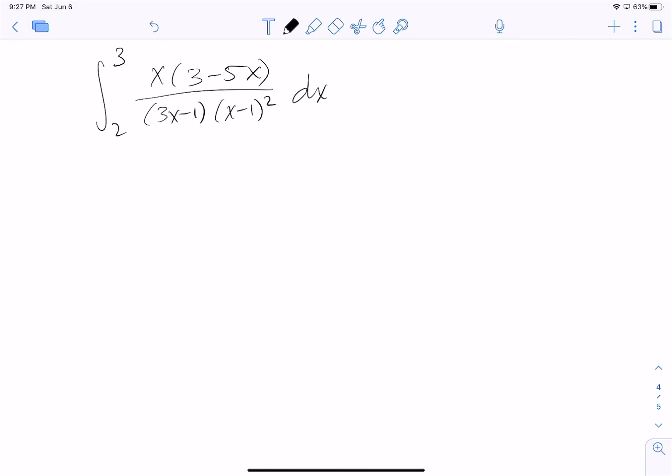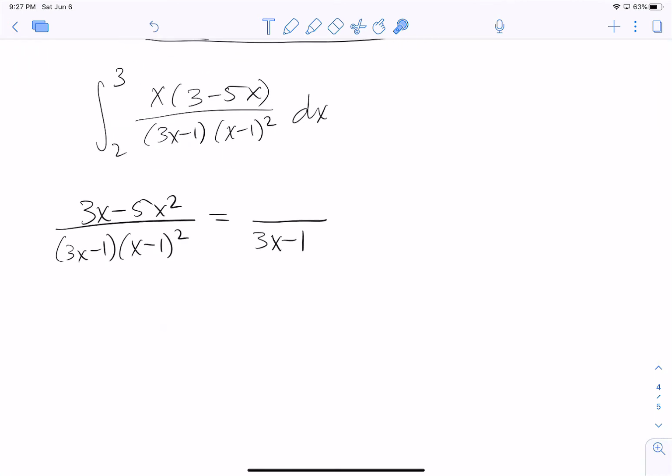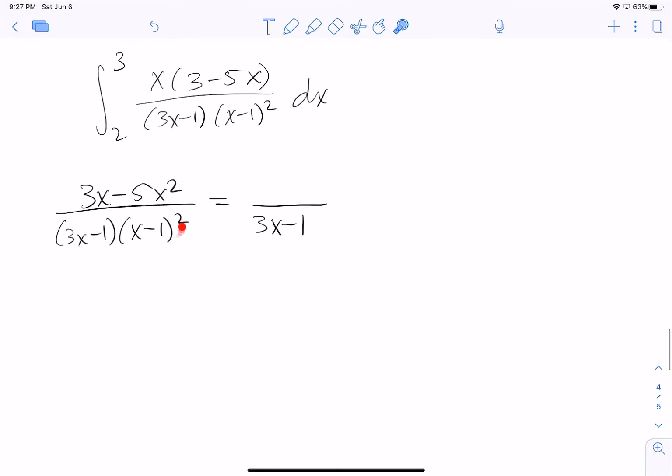I'll distribute in the numerator 3x minus 5x squared, but I'm going to leave the denominator factored. That was actually kind of a nice thing that our author did for us. And I'm going to set that 3x minus 5x squared over 3x minus 1 times x minus 1 the quantity squared equal to some fractions, one of which will have a denominator of 3x minus 1, but you may recall that x minus 1 quantity squared is an irreducible quadratic.